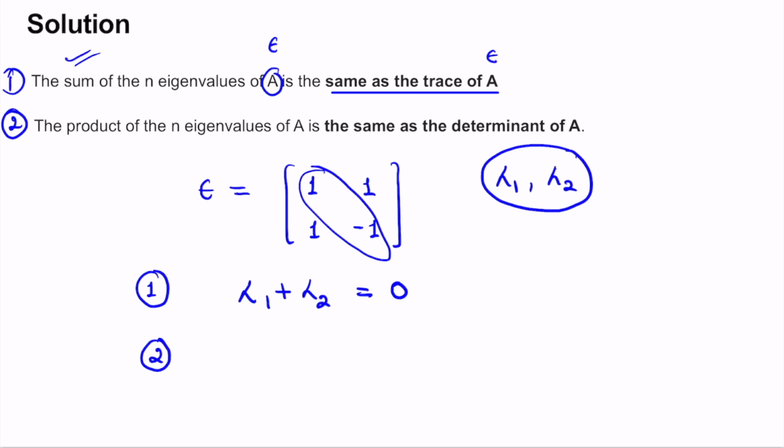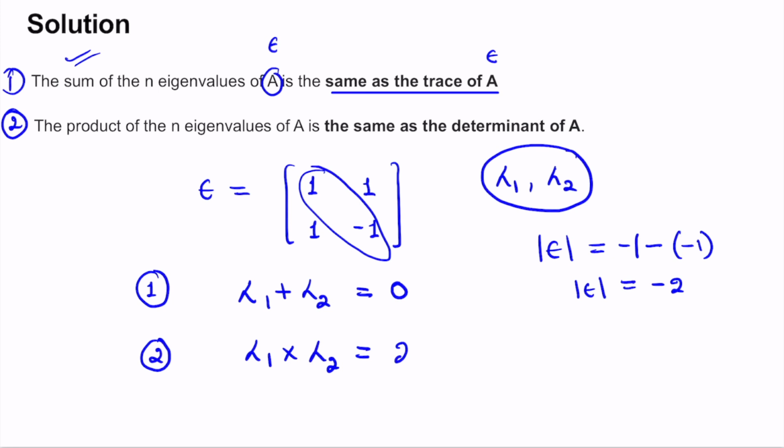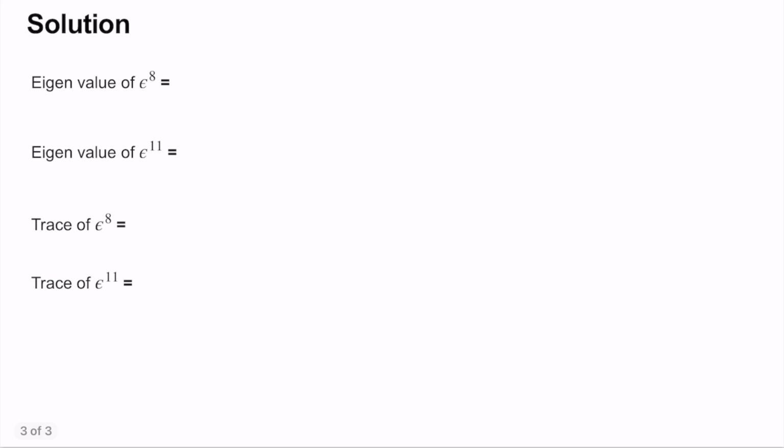From the second point, the product of the eigenvalues, that is lambda 1 times lambda 2, will be the same as the determinant of this matrix. What is the determinant of this matrix? The determinant is 1 times minus 1 minus 1 times 1, so the determinant of this matrix is minus 2. So here the product will be minus 2. So here are the two equations we got. From these two equations, we can get the values of lambda 1 and lambda 2, which are two unknowns.